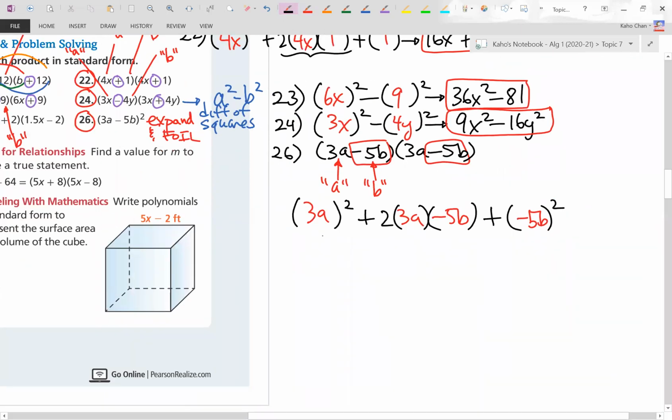Okay, let's clean that up. 3a squared is 9a squared. In the middle part, be careful here. 2 times 3 is 6 times negative 5 is negative 30ab. And then the back half, negative 5b squared is positive 25b squared.